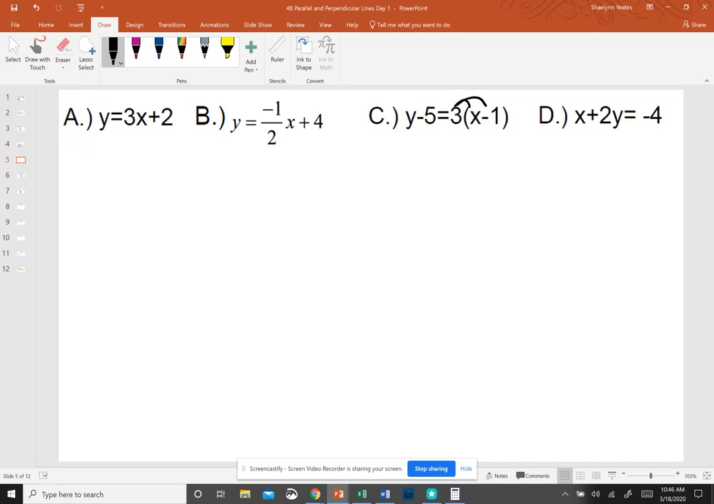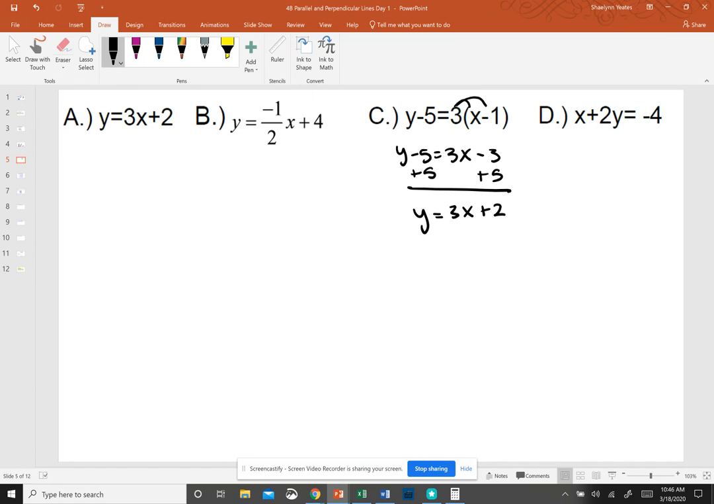So I'm going to do C. I'm going to distribute my 3. So I have y minus 5 equals 3x minus 3. And then I'm going to add the 5 to both sides. And I have y equals 3x plus 2. Okay, this may be parallel with something else. It may be the same line as something else. I'm not quite sure yet.